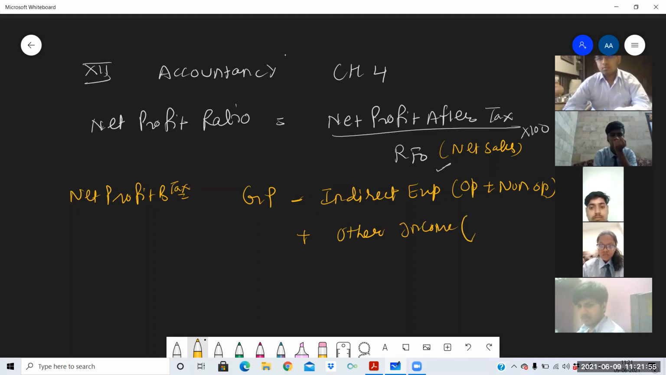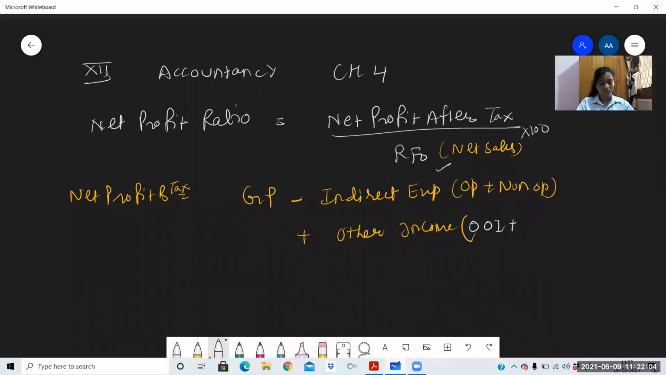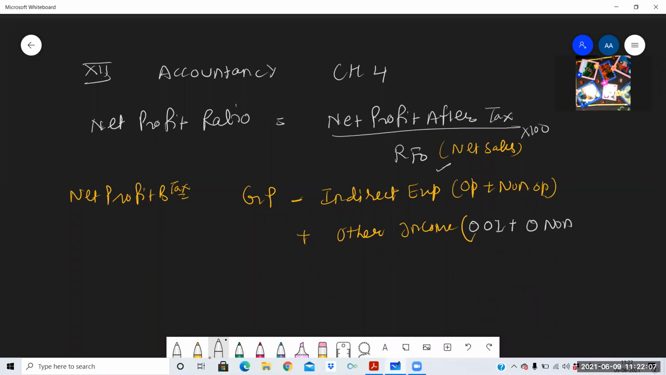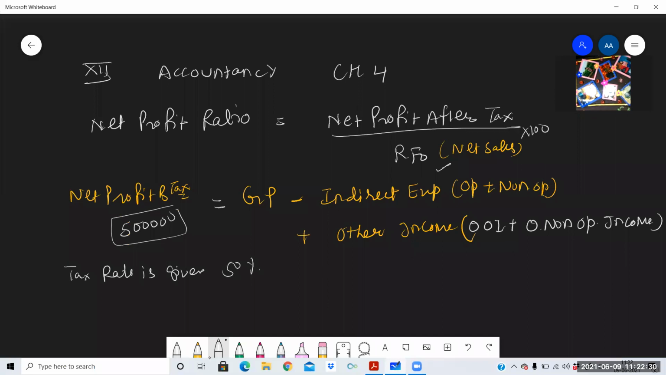Other income includes both other operating income plus other non-operating income. Whatever the answer comes, that will be the net profit before tax. Now, if the tax rate is given in the question, suppose our net profit before tax is 5 lakh and the tax rate is 50%. Tax is always calculated on the net profit before tax. So 50% of 5 lakh is 2,50,000.